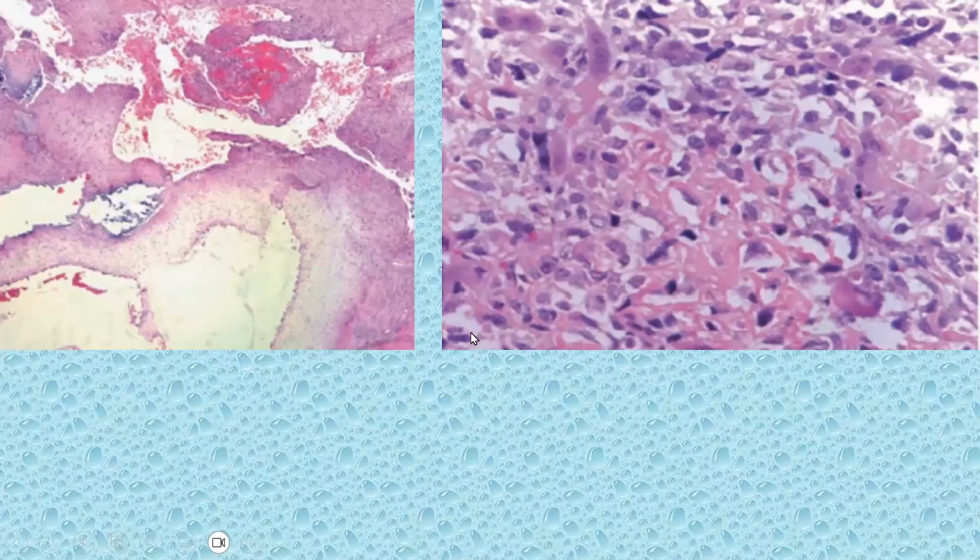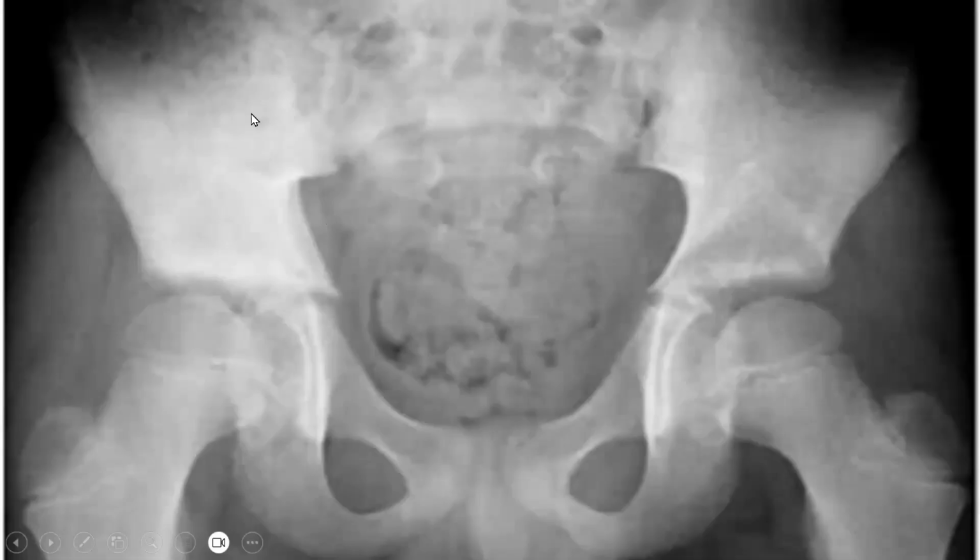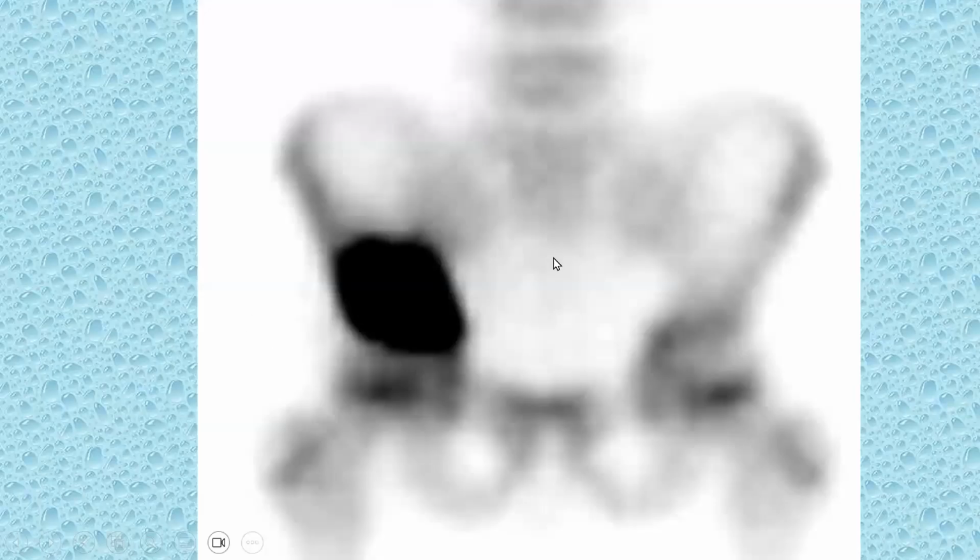So Ewing sarcoma, I want to just show you, it's a round cell producing tumor. If you look at the innominate bones here, you see this is more dense, okay? If you're not experienced with it, you might tell the family, oh, I don't see anything. But there is a lot to be seen. And this shows you with scintigraphy. This is the lesion of how big it was. So you have to pay attention.